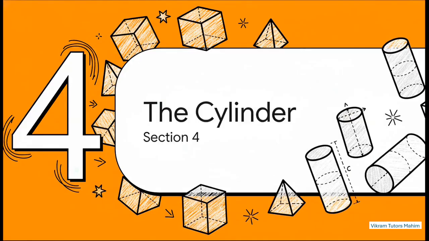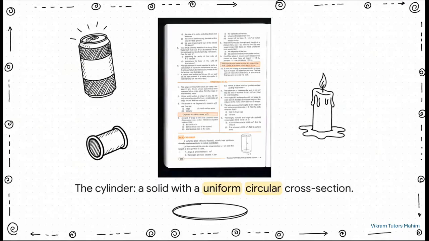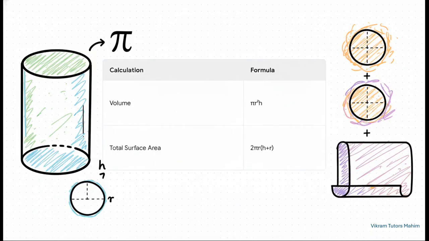Now let's throw some curves into the mix and tackle the cylinder. A cylinder is basically just a circle that's been stretched out. It's got a circular top, a circular bottom, and a curved side. You see them everywhere: soda cans, pipes, candles. And all you need to measure one is its radius, which we'll call r, and its height, h.